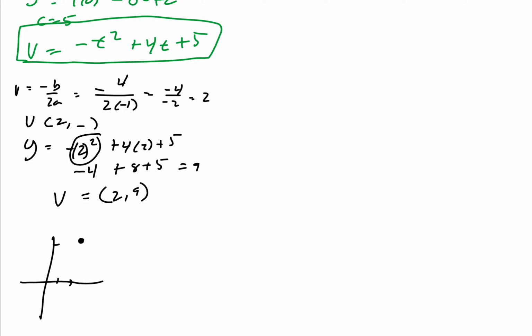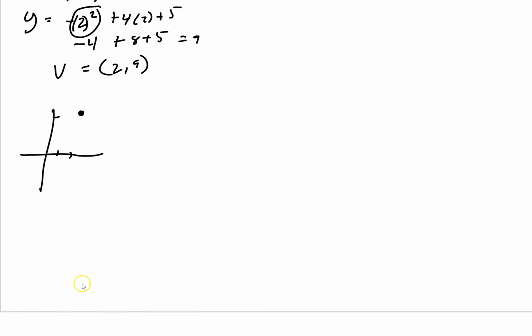But my suspicion is that they want us to figure out the x-intercepts because we're going to need them later. So let me do that real quick. If I wanted to find the x-intercepts, I think we're going to need this in a second. Remember, you set y equal to 0. So it would have been this: 0 equals negative t squared plus 4t plus 5.